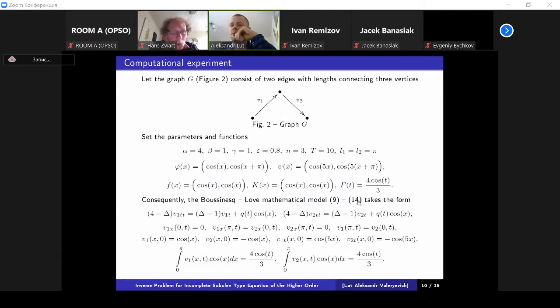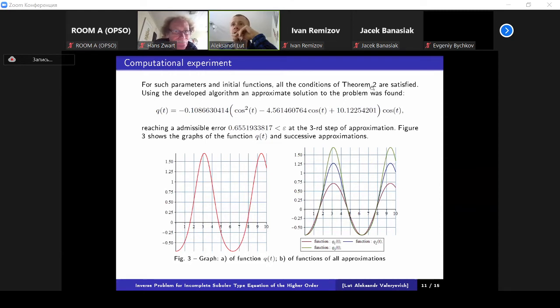I will give one of several computational experiments carried out in the developed program according to the algorithm presented earlier. Let the graph G take the following form and set the parameters and functions in the following form. Therefore, we obtain the following Barenblatt-Zheltov-Kochina mathematical model on the graph. After checking the conditions of theorem 2, we restore the parameter Q, the external influence Q, which was obtained in three steps of successive approximations.